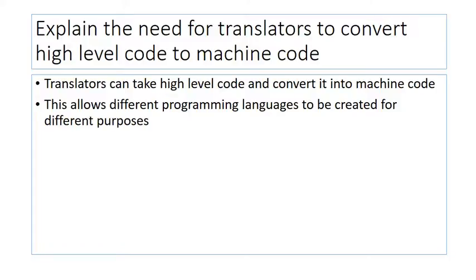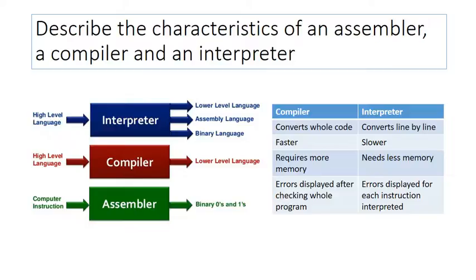High-level code won't be able to be interpreted by a CPU. It won't have a foggiest what's going on. The translator is able to convert it from high level to machine code, and then the CPU is able to understand what's going on and then be able to process the programming which you've written. It allows different programming languages to be created for different purposes, and they can have their own particular slant on how they use the CPU and then how their high level code gets converted into machine code.